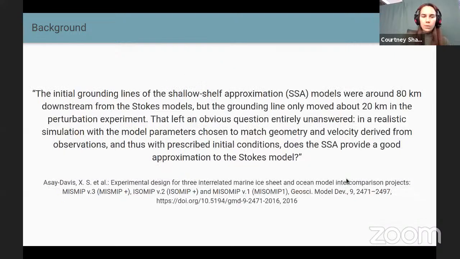This quote from the A.C. Davis paper 2016 is the main background behind our experiment. I'll just repeat this. It says the initial grounding lines of the shallow shelf approximation models were around 80 kilometers downstream from the Stokes models, but the grounding line only moved about 20 kilometers in the perturbation experiment. That left an obvious question entirely unanswered. In a realistic simulation, with the model parameters chosen to match geometry and velocity derived from observations, and thus with prescribed initial conditions, does the SSA provide a good approximation to the Stokes model? That's what we hope to do in this experiment. We're basically treating MISMIP 3D as a realistic problem.